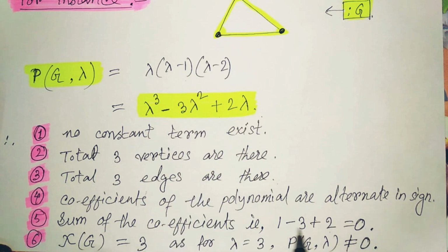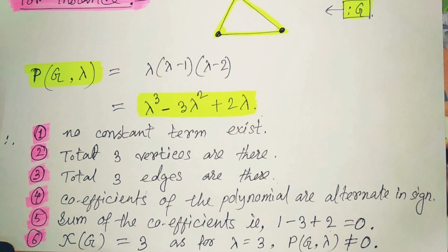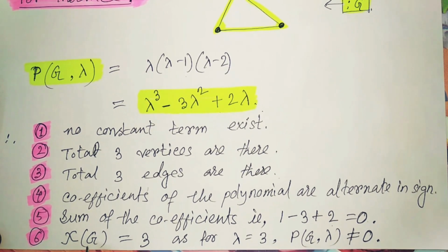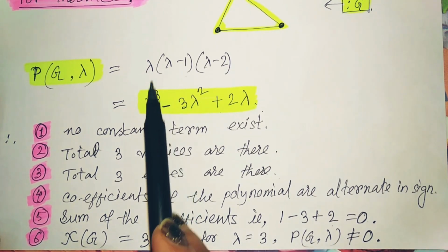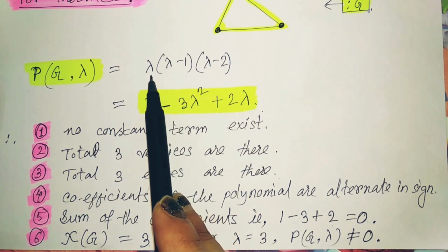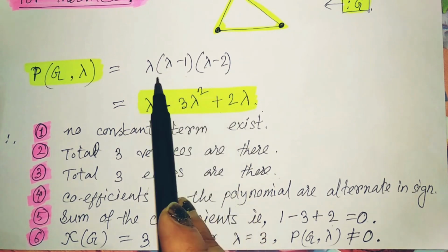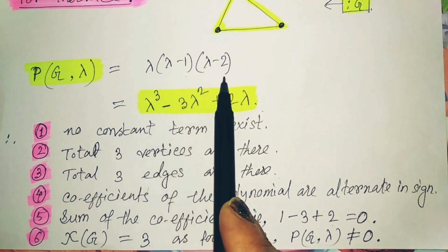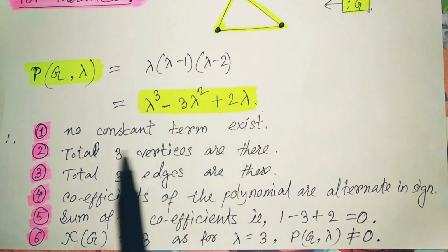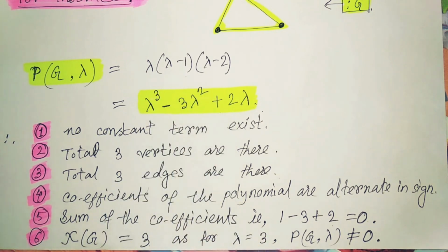So always it will happen. And the final thing which we can say, the chromatic number for this given graph is 3. That is because if we substitute lambda equals 1 here, then it gives us the value 0. For lambda 2, again it gives us the value 0. And when we substitute lambda equals 3, then it is a non-zero value. Hence, we can say the chromatic number for this given graph is 3.